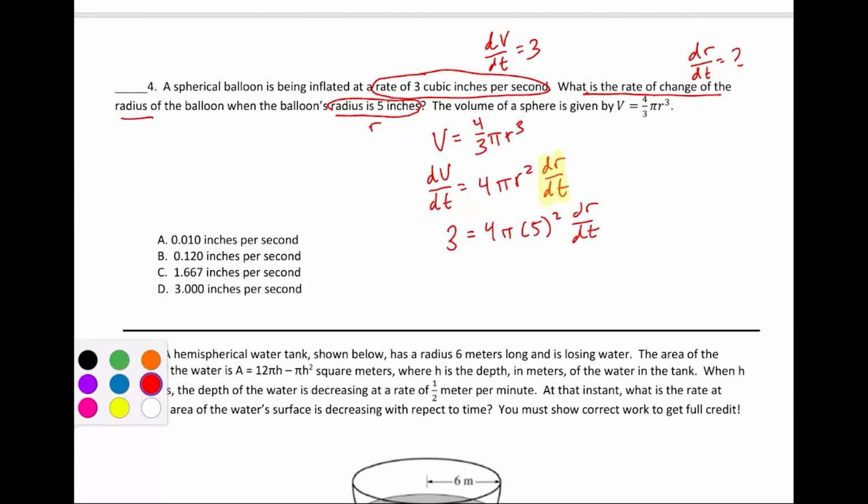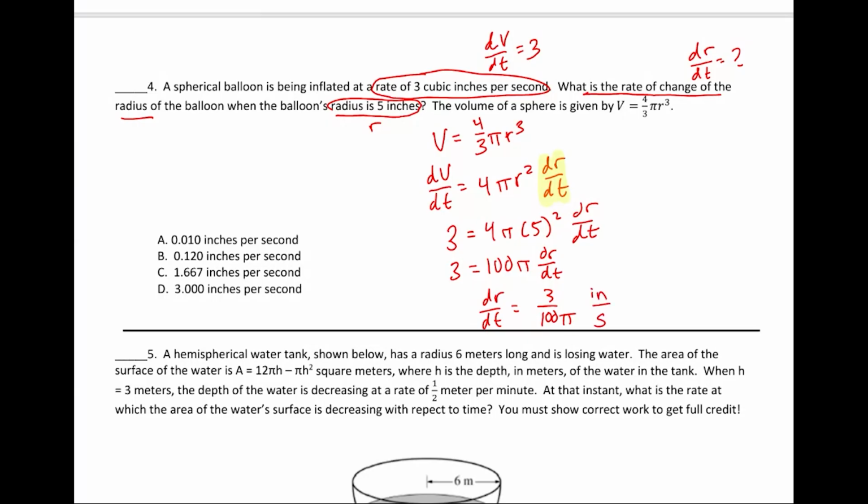So 5 squared is 25. 25 times 4 is 100. So we get 3 equals 100 pi dr/dt. So we just need to divide both sides by 100 pi. So dr/dt is 3 over 100 pi inches per second.